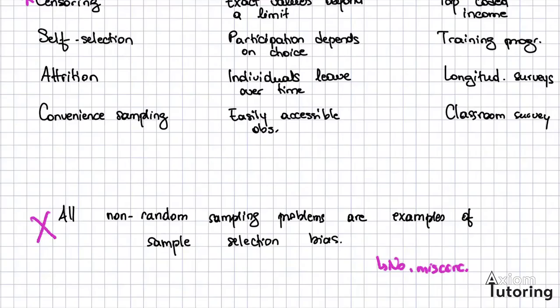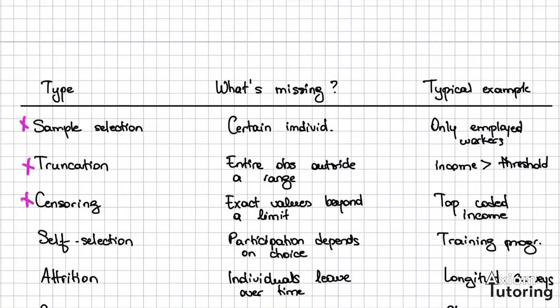Now that we've mapped the landscape, we're ready to start the first and most important type, sample selection bias. We'll begin by understanding why selecting only certain individuals into the sample can bias our conclusions, even when the regression itself is perfectly specified. So stay tuned, and I'll see you in the next video.